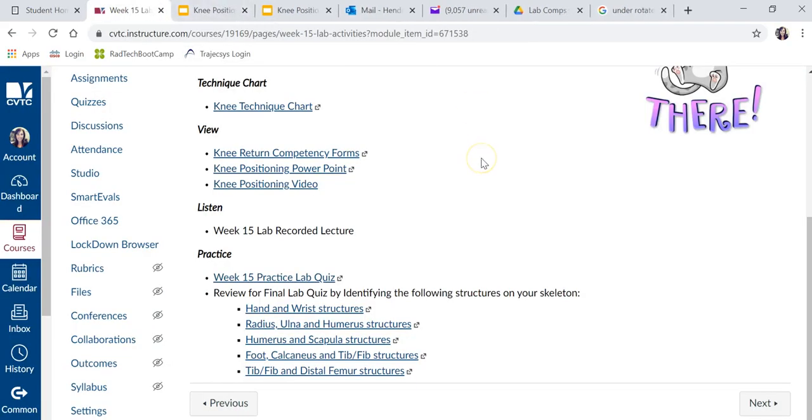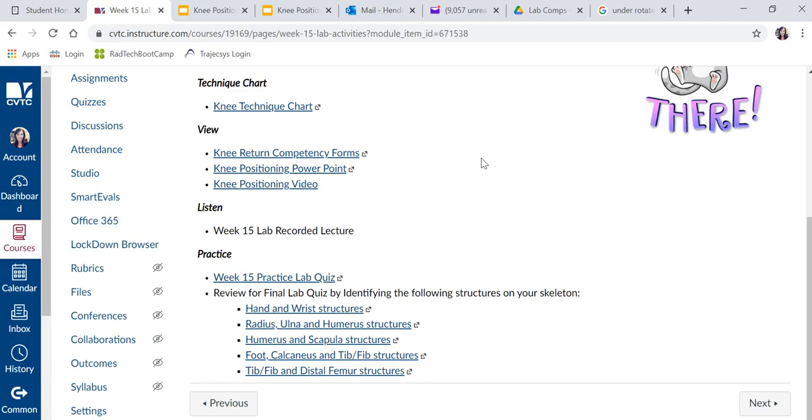Don't forget, you also have diagrams, you have terminology, you have recorded lectures, you have RadTech Bootcamp, you have the workbook, you have your apps on your iPad. So there's a ton of things you can use to practice with the anatomy this week.